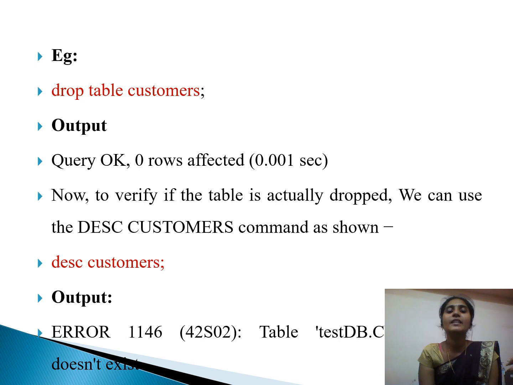If I give the statement drop table customer, the output will be like this: 0 rows affected. Now if I want to verify whether the customer table exists or not, I use the describe statement. So describing customer will show the following error: the table customer does not exist.